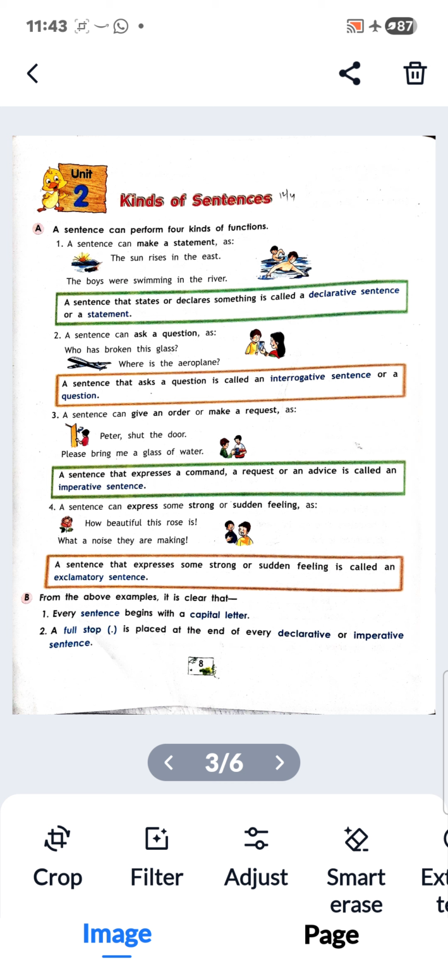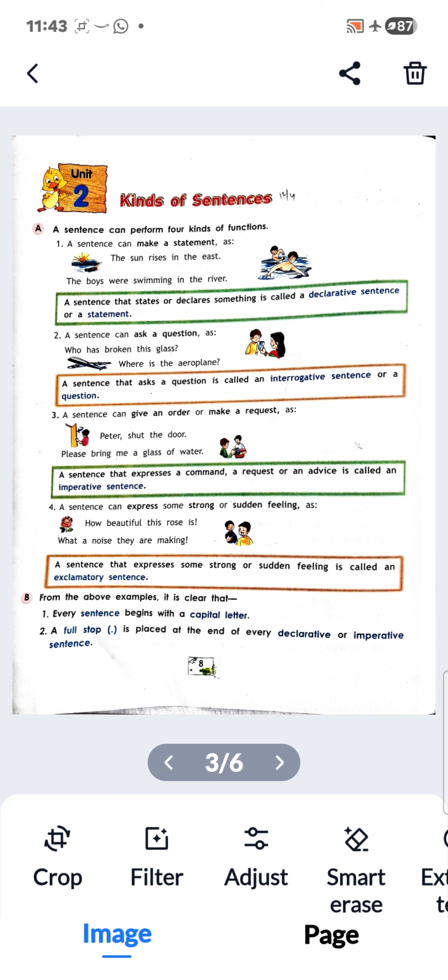Now see the second kind. A sentence that asks a question is called an interrogative sentence or a question. The sentence which is asking a question is known as an interrogative sentence. See the example. Who has broken this glass? Second, where is the aeroplane?